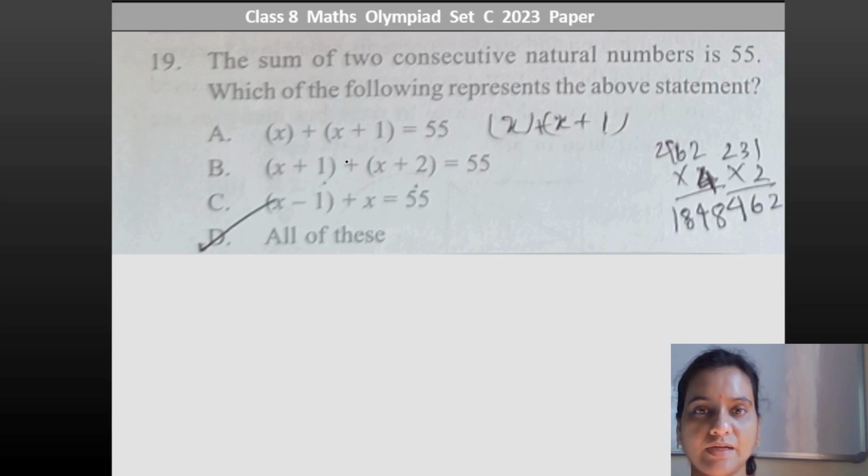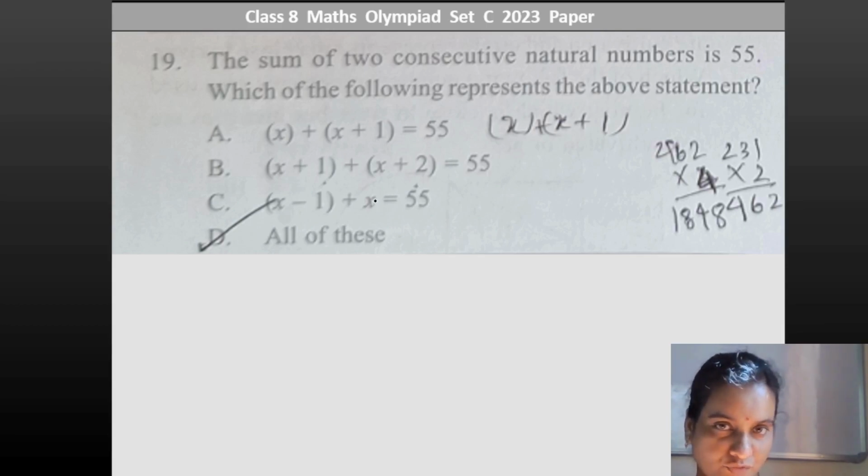Now if I take the smaller number as x plus 1, I can take the next number as x plus 2, then both their sum will be equal to 55. Option B is also correct. Now if I take the bigger number as x, then the previous number, which is consecutive to x, will be x minus 1. So their sum will also be 55. So D, all of this, is the correct answer for question number 19.